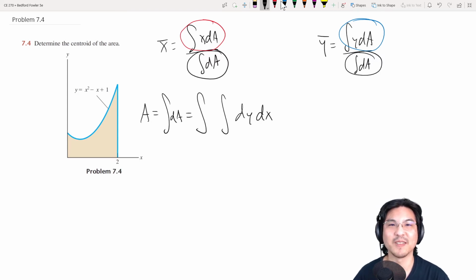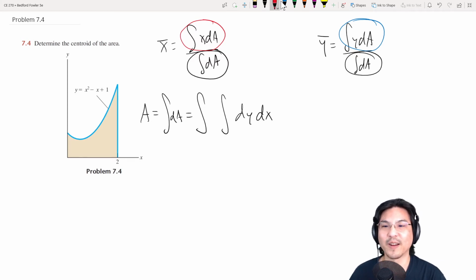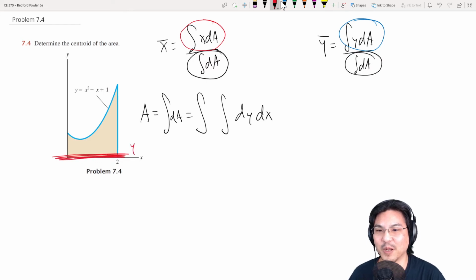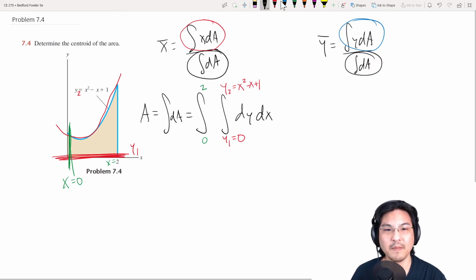So it's basically just a case of figuring out the limits of integration, right? So in the y direction, we're going from here, let's just call this y1, which the slope is 0, up to here. Let's call this y2. Okay, and then in the x direction, from here, x equal to 0 to over here, x equal to 2. And there we go.